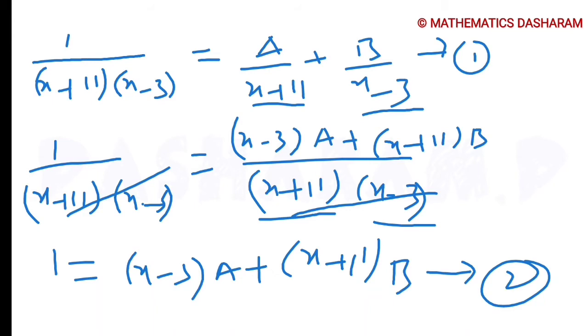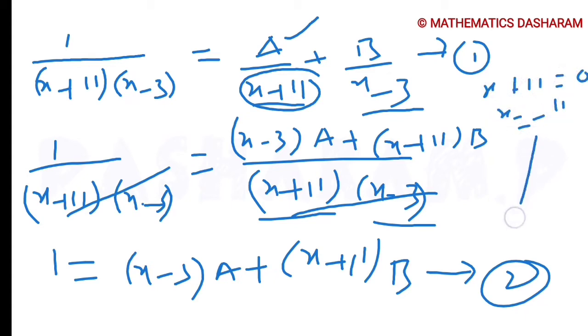To get the a and b values, we have two methods. One is the general method, another one is the suppression method. I am using the suppression method to find a and b. To get the a value, its denominator is x plus 11. So x plus 11 should equal 0, then x equals minus 11. Substitute x equals minus 11 in equation 2, then you will get the a value.